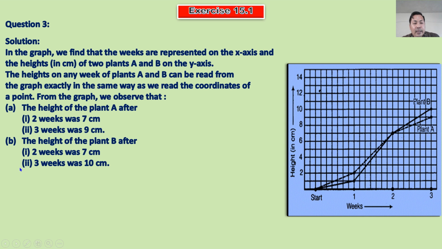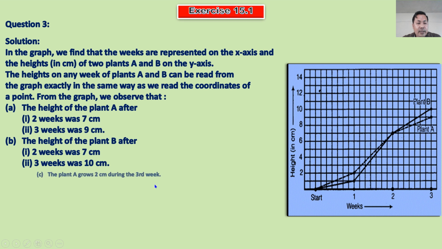Okay, and then next, in the third week, what is the height of plant B? In the third week, the coordinate point is here and the value of y, which is the height in centimeters, is 10 centimeters. So we get 10 centimeters here.